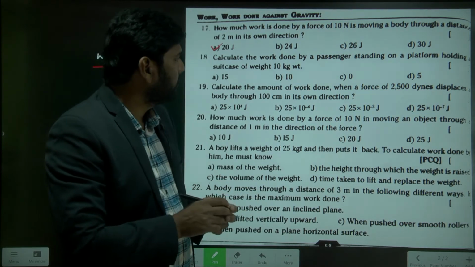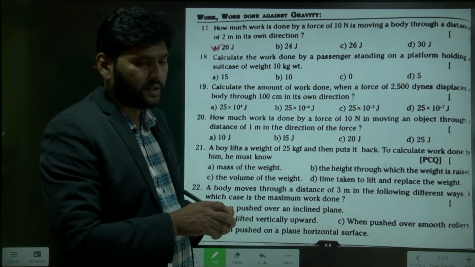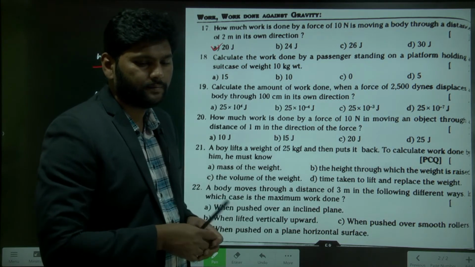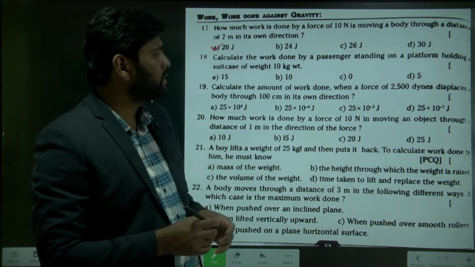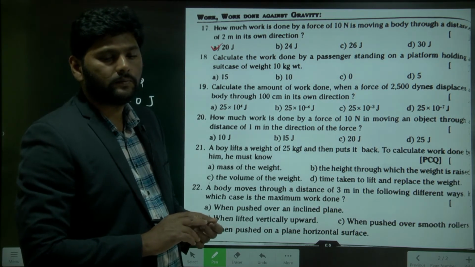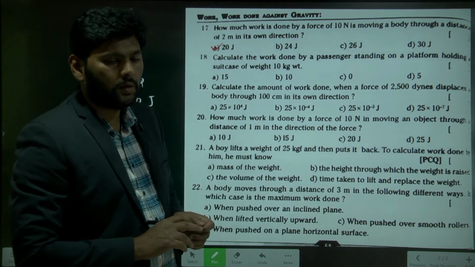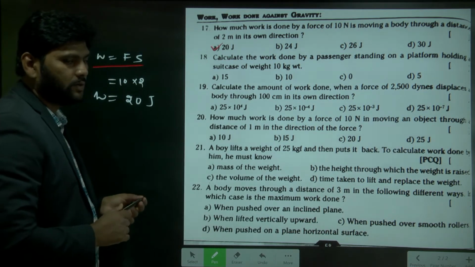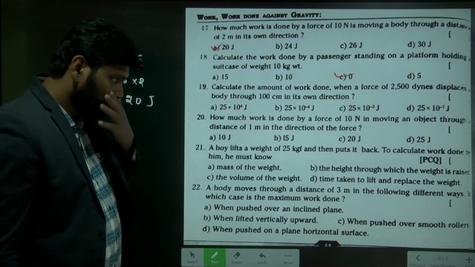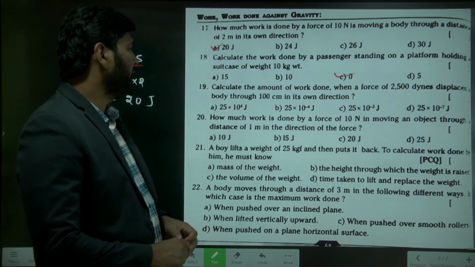Yes, sir. How much is the displacement for the object? When he is holding, no displacement. No displacement means how much is the work done? How much is the work done if there is no displacement? Zero. So the answer is what? Zero. Similarly, the 19th one.